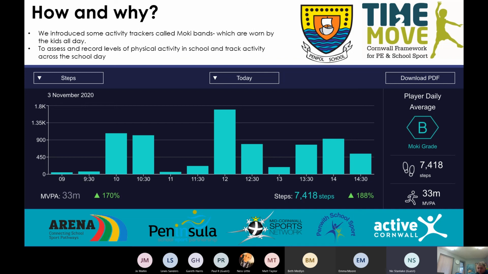And as you can see here, here's just a quick snapshot of one of the children. So this is just showing the steps that they've done during the day and almost the timeline of when they've done the steps. So there's no surprise really that 10 till half 10 is break time, and 12 till 1 is lunchtime. But like some of the other schools have said, our lunchtimes have been kind of chopped in half almost.